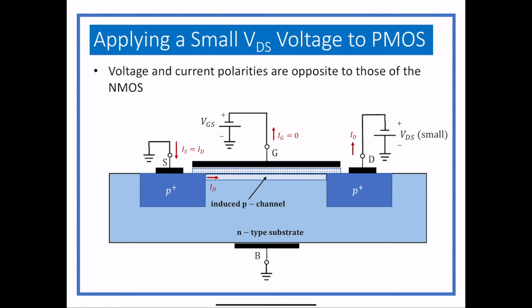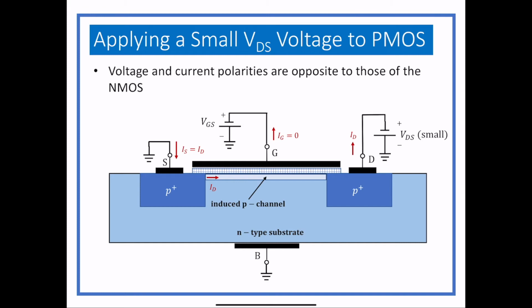And when we apply VDS, you can see that the polarity of both the batteries is actually switched for VGS and VDS. So sometimes we call it VSG and VSD just to reverse the polarity. Otherwise, it would be like a negative number, and that would be fine. So either way, like I said, we don't deal with those as much.